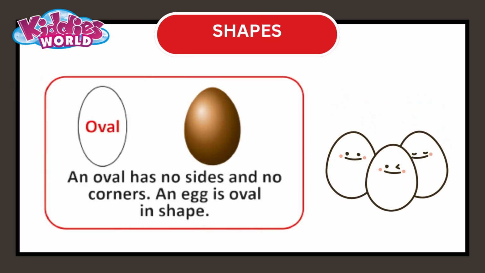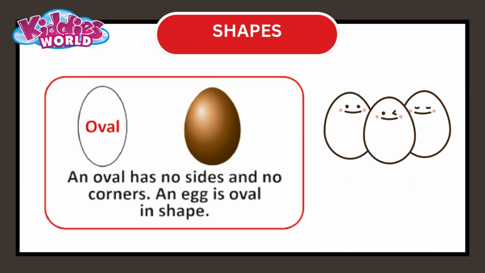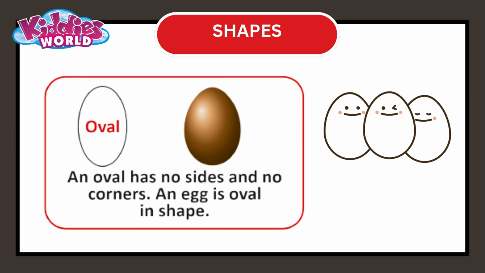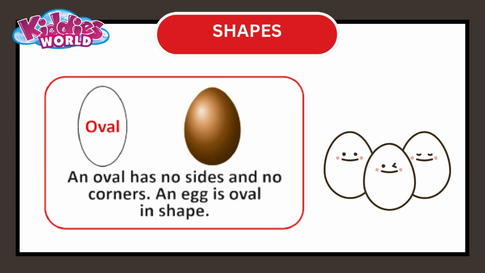Up next is the oval. An oval has no sides and no corners, just like a circle. But it's stretched out. An egg is a great example of an oval shape.